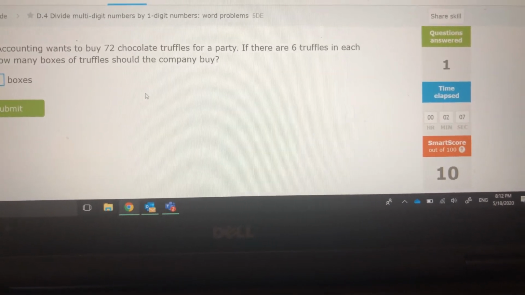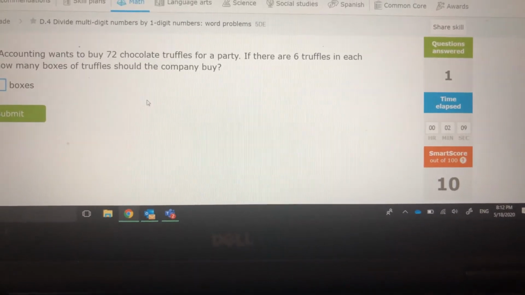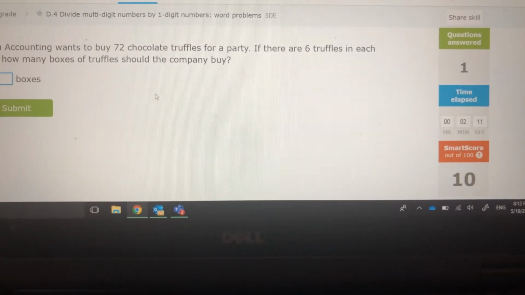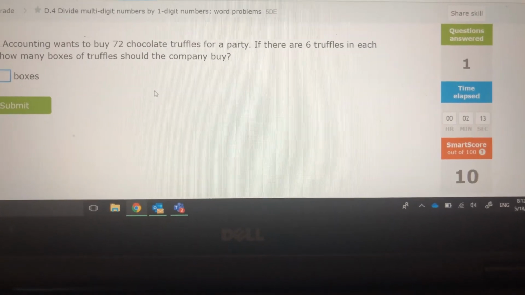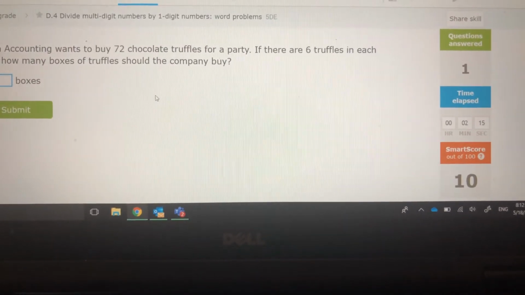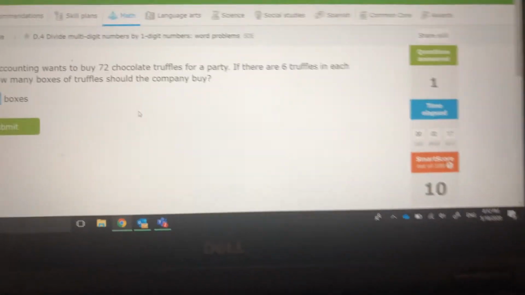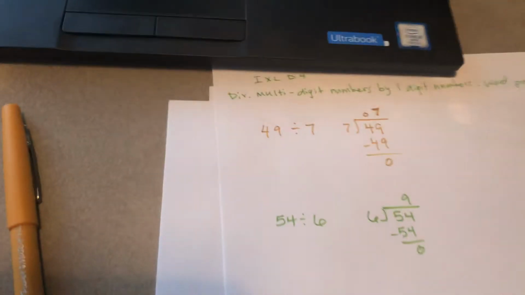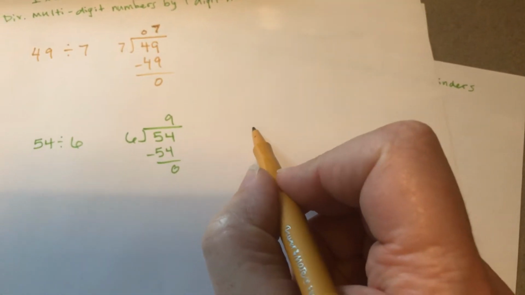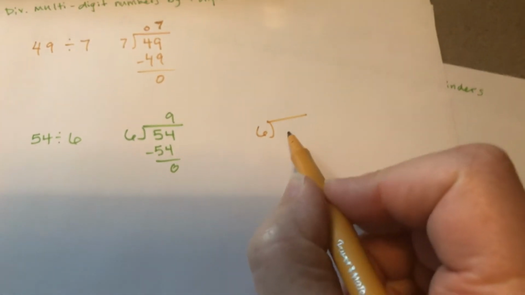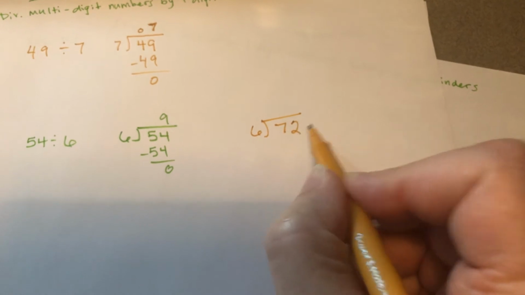All right, next one. Shaw Accounting wants to buy 72 chocolate truffles for a party. If there are 6 truffles in each box, how many boxes of truffles should the company buy? Okay, so how many groups of 6 go into 72? Well, I can just do this. 6. How many groups of 6 go into 72?